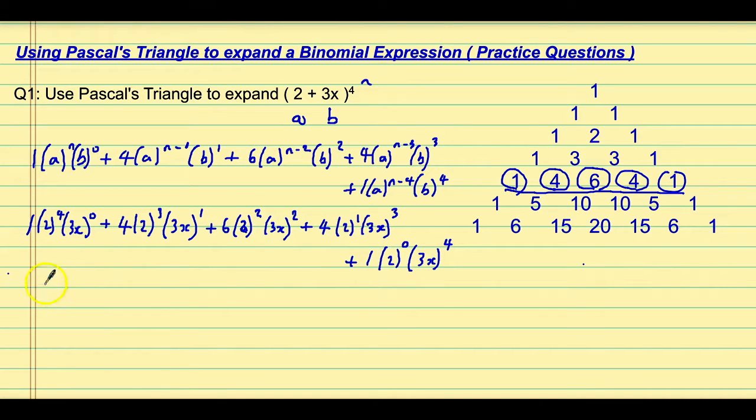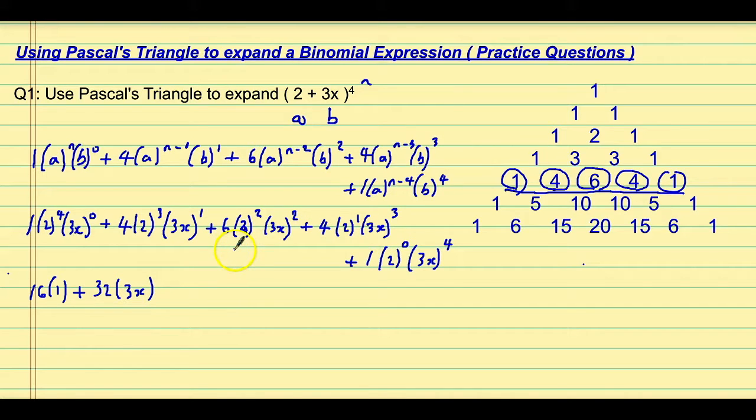We then work this out. For the first one here, we're going to have 1 times 2 to the 4. Well, 2 to the 4 is 16. So we're going to have 16. And 3x to the 0 is just 1. So we just get 16 times 1. Second term here, 2 to the power of 3 gives us 8. 8 times 4 gives us 32. But then we've got to multiply that by 3x to the power of 1, which is just 3x.